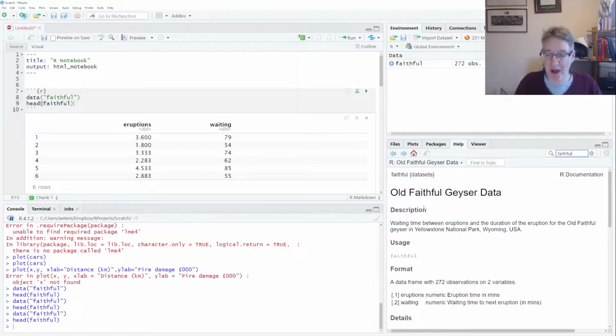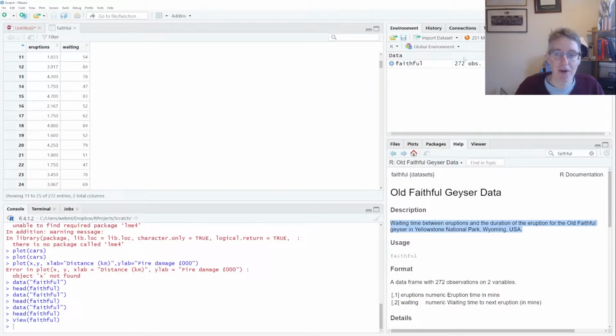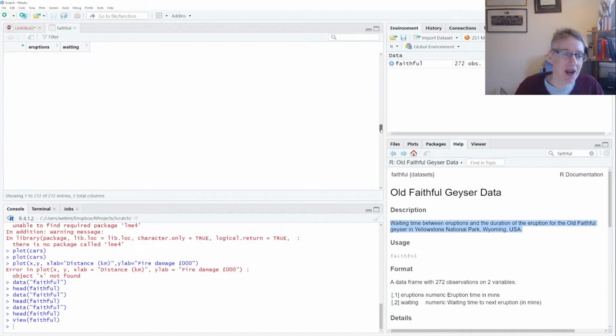It's data on the Old Faithful geyser. Do you say geyser or geyser? I don't know, whichever you like. This is the waiting time between eruptions and the duration of the eruption for the Old Faithful geyser in Yellowstone National Park, Wyoming, USA, which I think is where Yogi Bear lived. Correct me in the comments if I'm wrong. So we basically have how big the eruptions were against how long we were waiting. Remember, if we want to see the whole data set, I can just double click up here on the top right, and it gives me the whole data set. It's a reasonable sized data set.